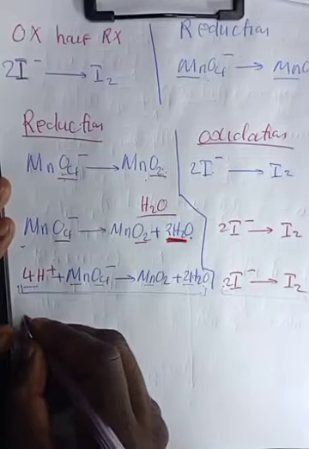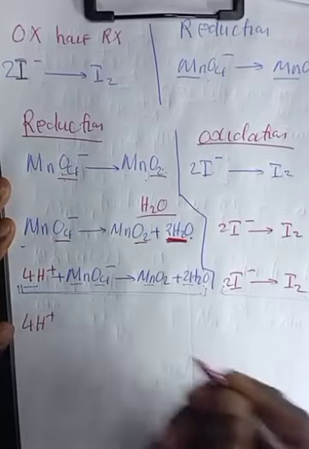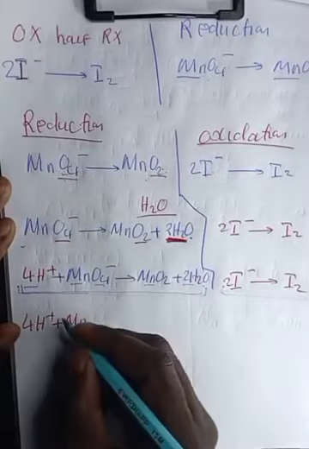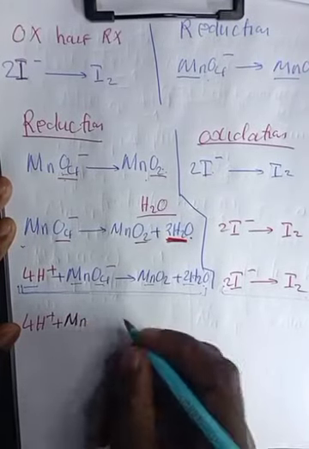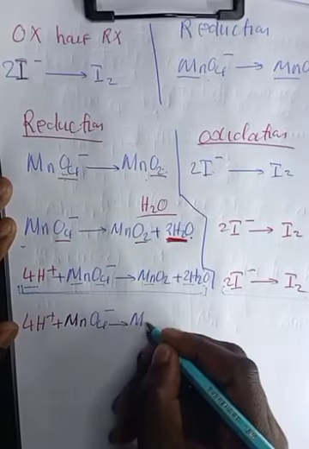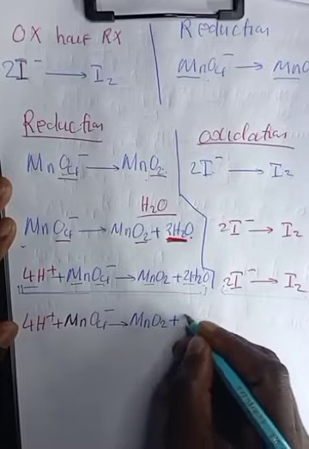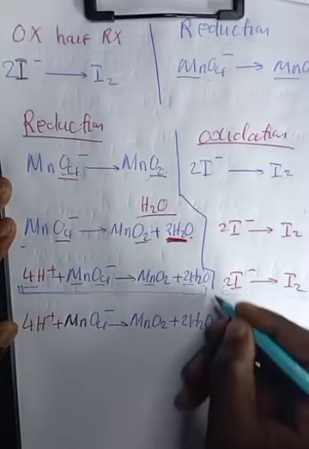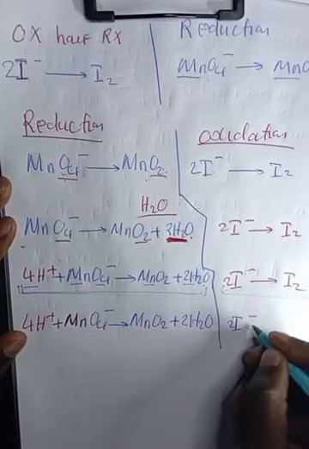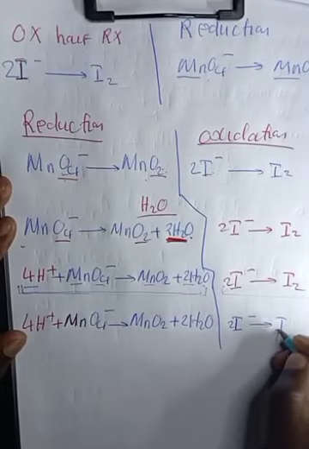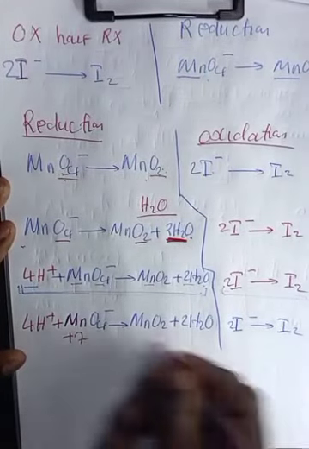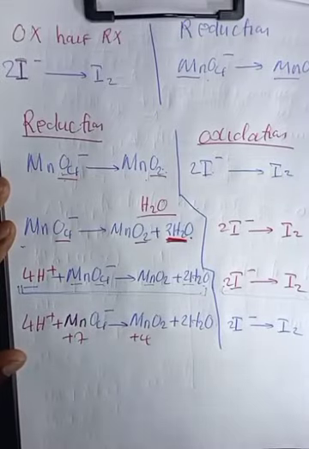We are going to rewrite this as we have got 4 H plus, MnO4 minus, then MnO2 plus 2H2O. Even here we do the same, we have that, and then we are getting I2. So we said that this one was positive 7 and it changed to positive 4. So you have to compare.